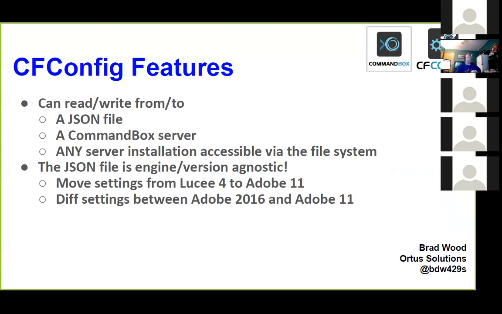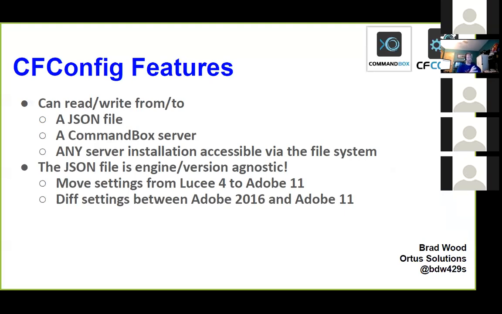I mean, you can get diffs on settings between an Adobe 2016 and an Adobe 11 server. And CFconfig is smart enough to know how to read the settings on each of those engines, all the little intricacies that might be different between those 2 versions. So the fact that the JSON file is generic is really nice, because that makes your settings even more portable and even more reusable and less brittle.